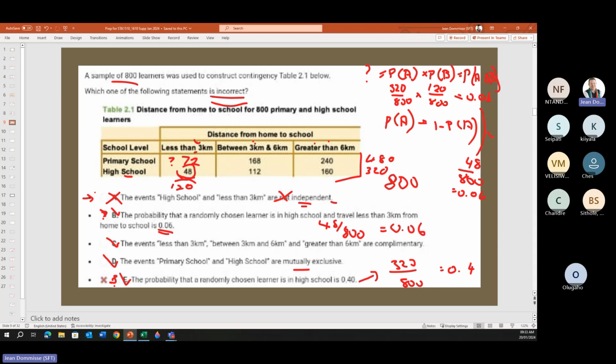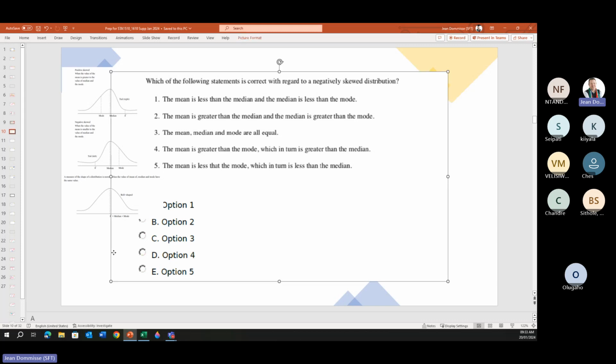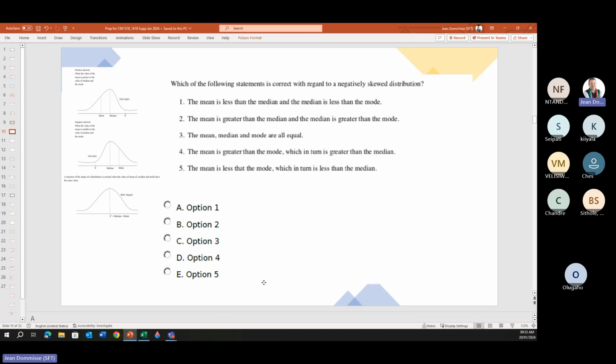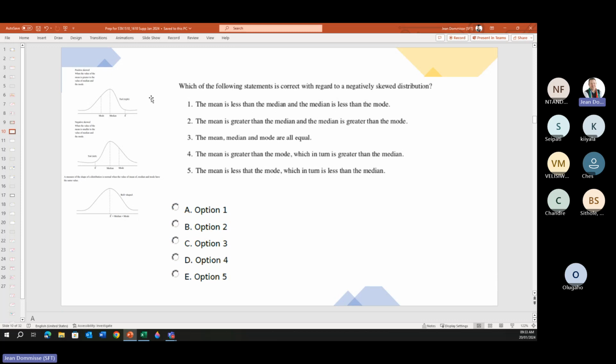The problem is, again, with the stats questions, you can't go back. So if you've done it, you can't go back and correct it. So it's a fine line between checking and not having enough time. Okay, next question. I just want to move it so that we can see.